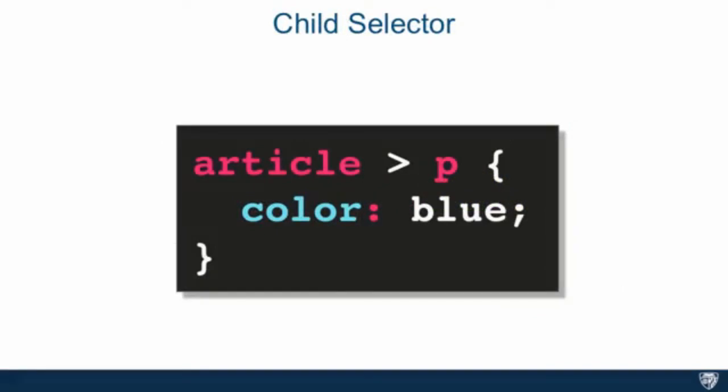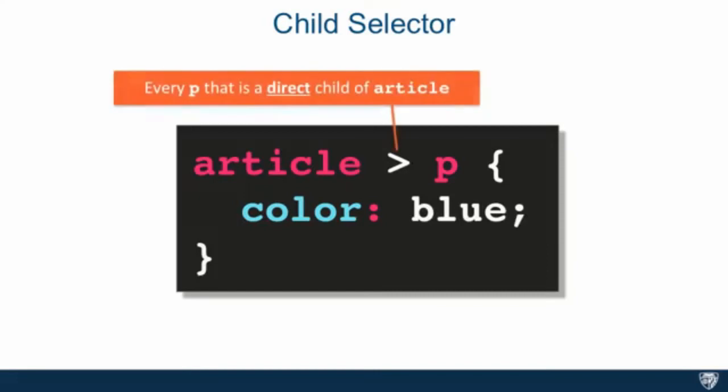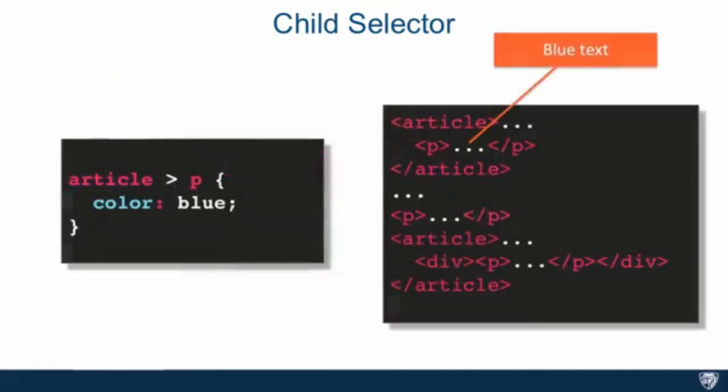The next type of combination of selectors is a child selector, and its syntax is pretty straightforward. It's a selector followed by a right angle bracket followed by another selector. The way you read these combinations is from right to left. In this case, what we're trying to do is target every p element that is a direct child of an article element.